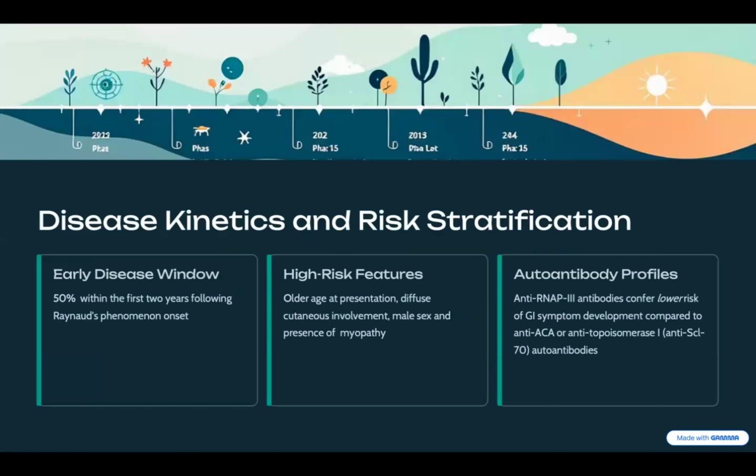As we all know, there is an early disease window when there is florid autoimmunity, leading on to the fibrosis part. There are a few patients who are at high risk. One is older age at presentation, diffuse cutaneous involvement, male sex, and presence of myopathy, especially not the fibrosing myopathy but the immune-mediated myopathy, and they are at increased risk of developing severe GI manifestations. And among the antibody profiles, RNA-P3 confers a lower risk of GI involvement when compared to the ACA or topoisomerase.